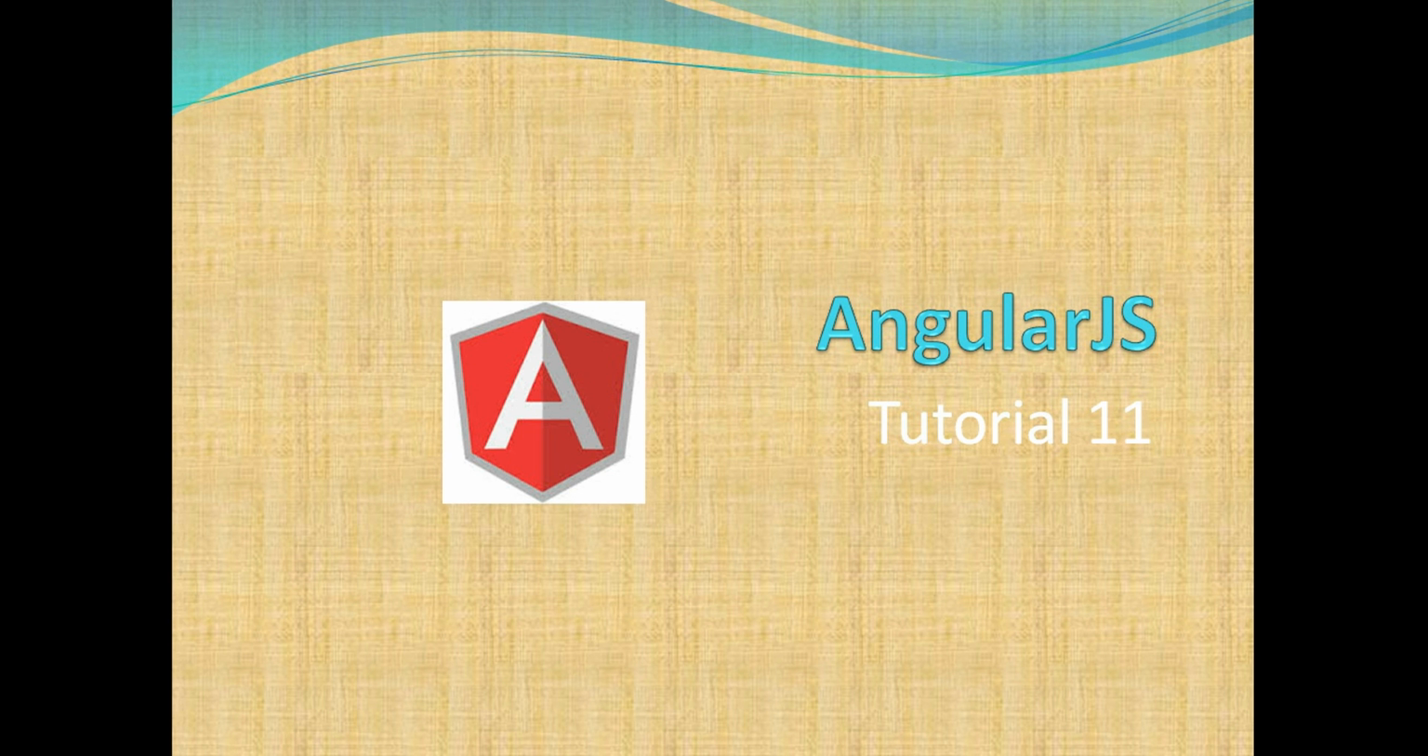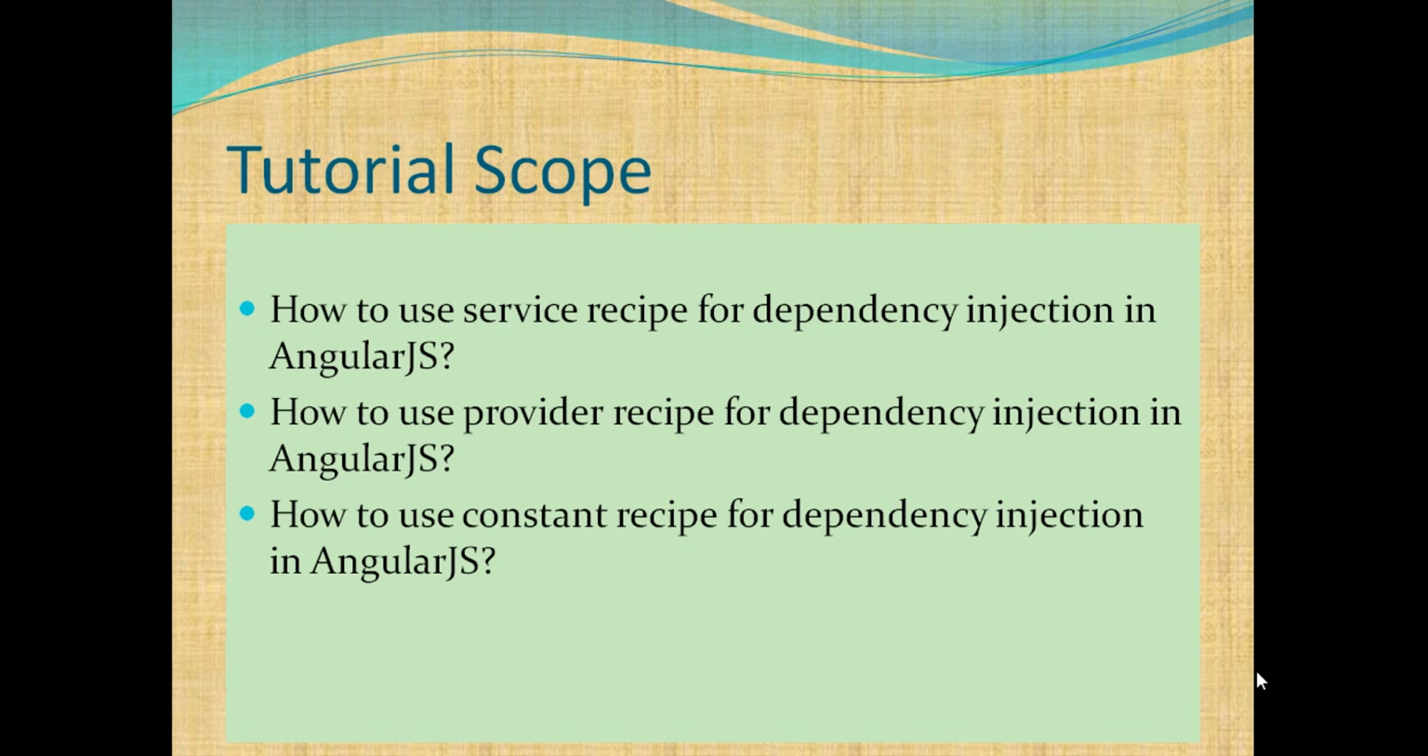In the last AngularJS tutorial, we learned about dependency injection in AngularJS and how we can use value recipe and factory recipe to implement dependency injection in AngularJS. Let's see what we learn this time. We learn how to use service recipe for dependency injection in AngularJS, how to use provider recipe for dependency injection in AngularJS, how to use constant recipe for dependency injection in AngularJS.